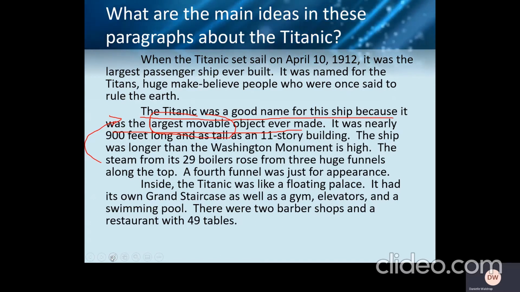Good, it was longer than the Washington Monument is high. So if you took the Washington Monument and laid it down, instead of standing it tall, it would be longer than the Washington Monument. What's another detail about how big it was?